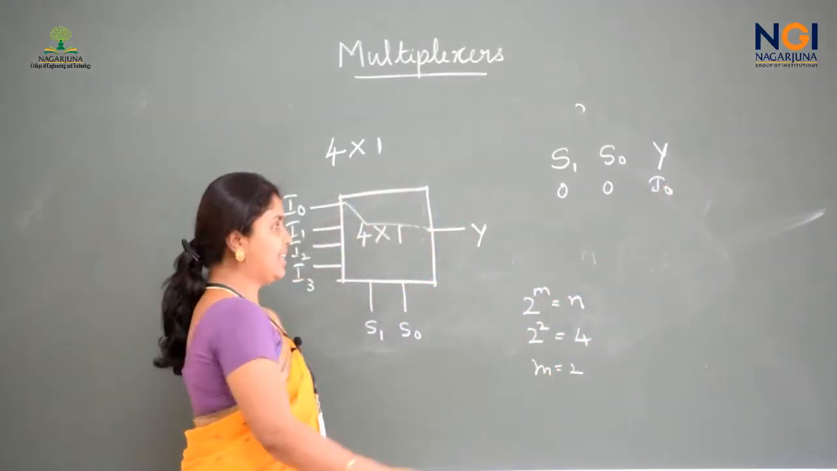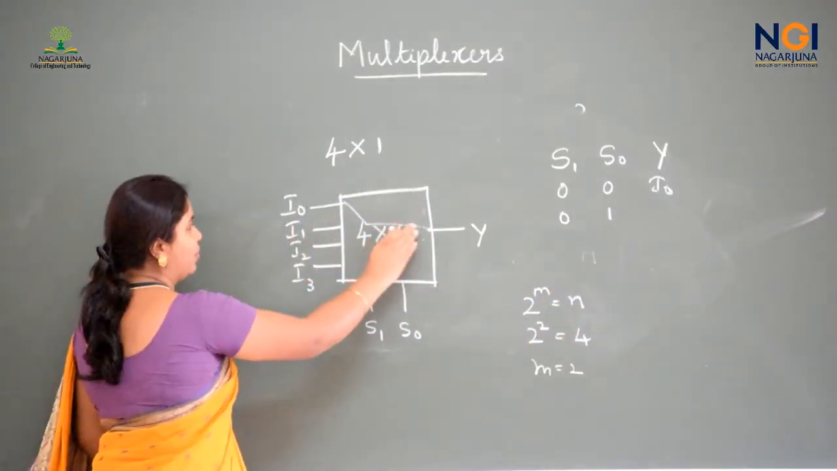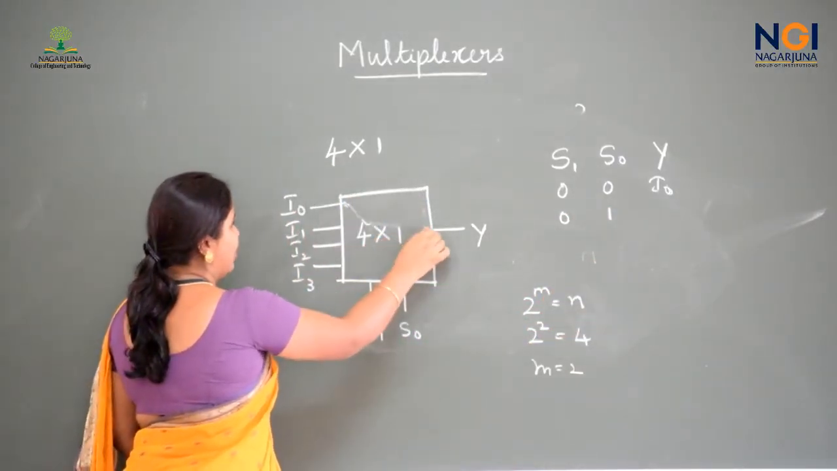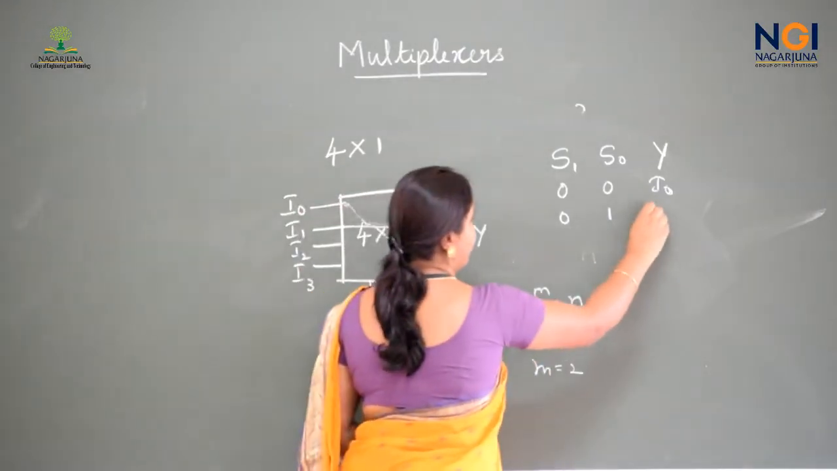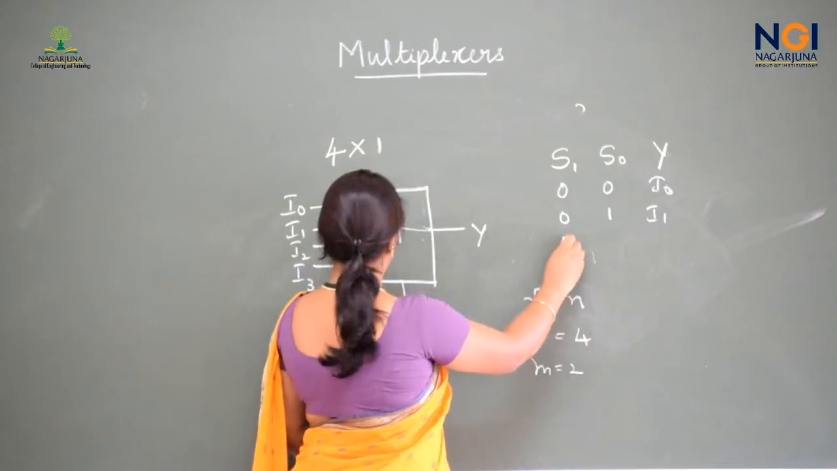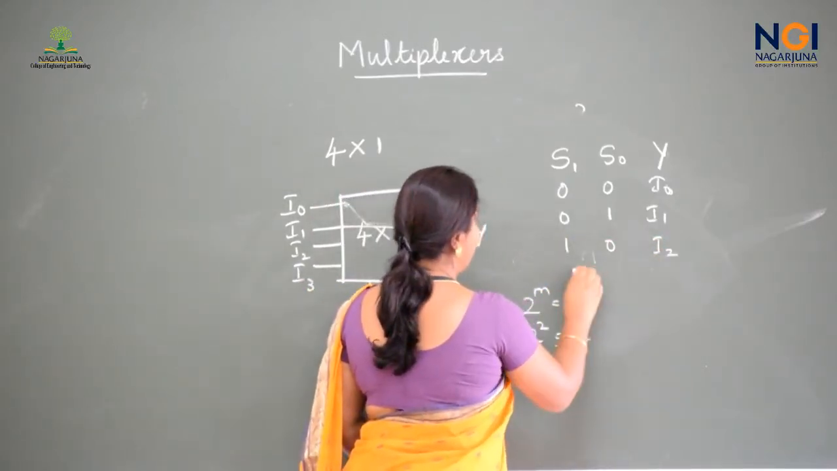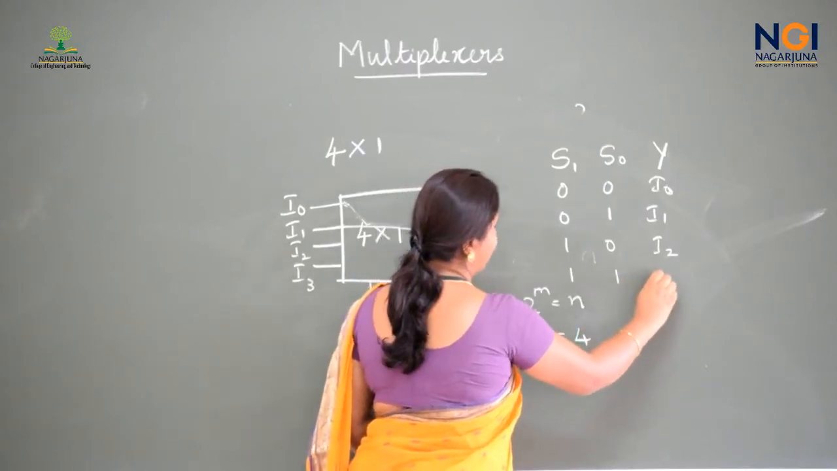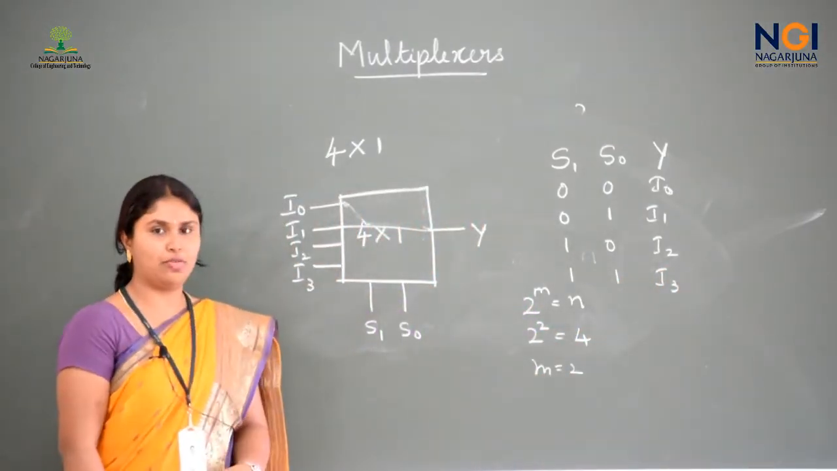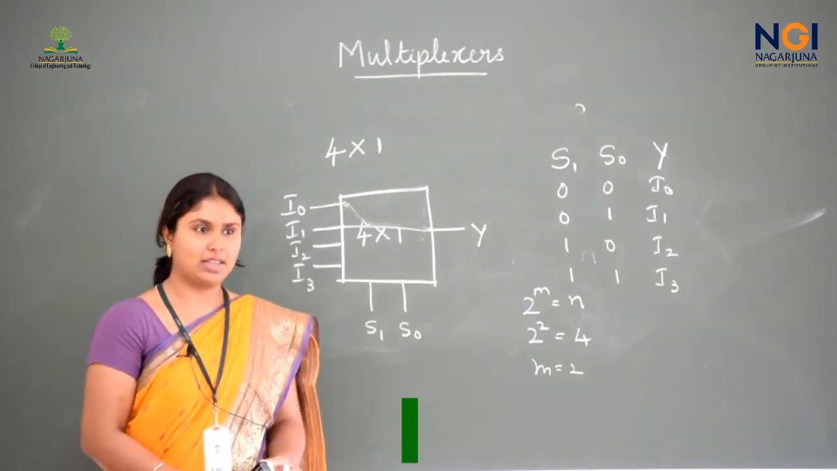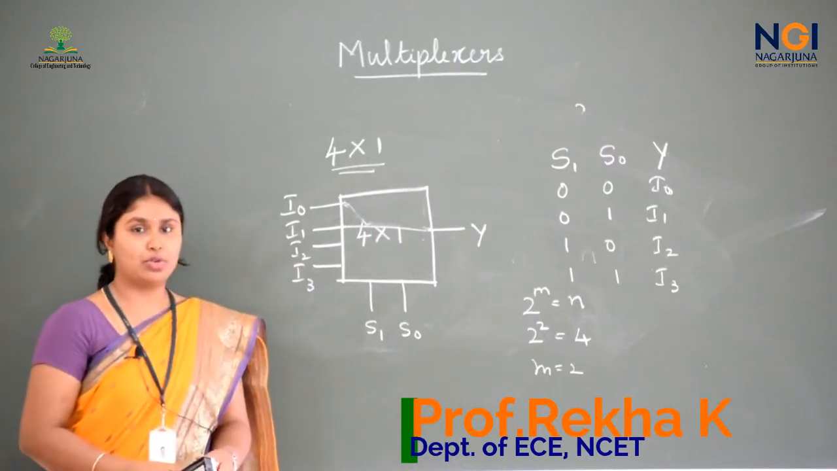Next, if my select input is 0, 1, my output Y is I1. I1 is directed to the output. Similarly, if the select lines are 1, 0, my output is I2. And if the select lines are 1, 1, my output is I3. This is the truth table of a 4x1 multiplexer. And this is how we denote the number of inputs and outputs of a multiplexer.